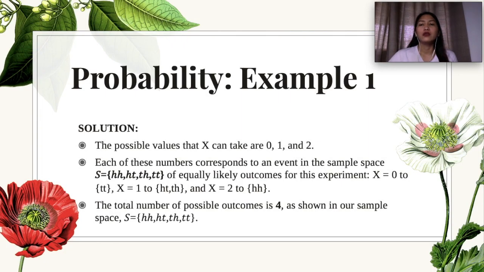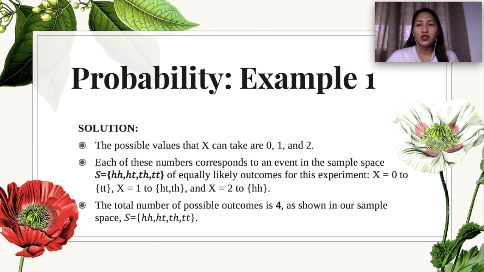So, here's the solution. The possible values X can take are 0, 1, and 2. 0 means 2 tails came out in your 2 coin tosses. 1 means one is tails and the other is heads. And the last means both are heads. So, we have here the sample space. The sample space is that you get 2 heads. You get 1 head: the first one is head and the second one is tail. The first one is tail and the second one is head. That's the third scenario. And then the last scenario would be 2 tails. That is our sample space of equally likely outcomes for this experiment.